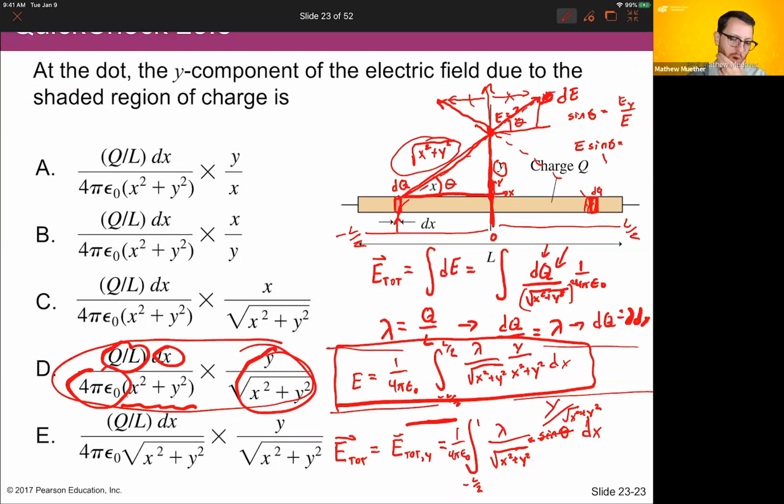And the y, this guy, this piece came from r squared. The x squared plus y squared, that's just r squared. So that comes from the electric field from a point charge. And this y over square root of x squared plus y squared, with y in the numerator here, this is equal to sine of theta.